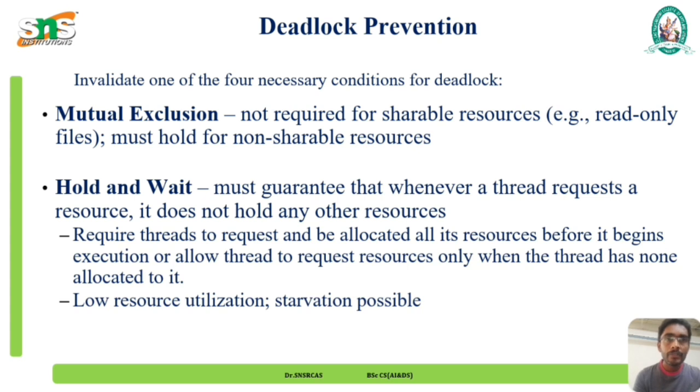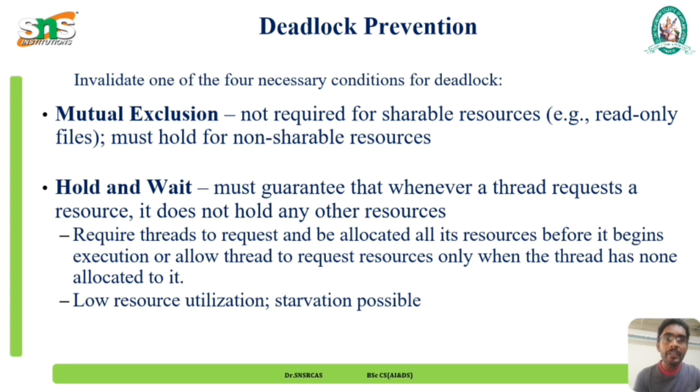So these are the four deadlock prevention policies. Basically, mutual exclusion, which means it is not required for shareable resources. For example, you can use read-only files. Which means that if there is a non-shareable resource, there is a possibility of deadlock occurrence. So you are supposed to use shareable resources to avoid deadlock.